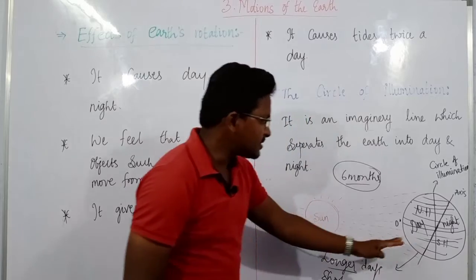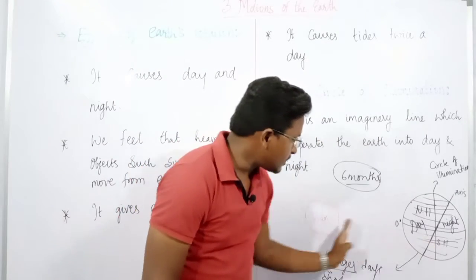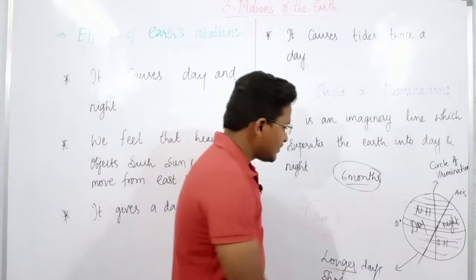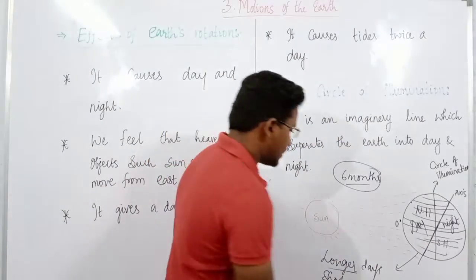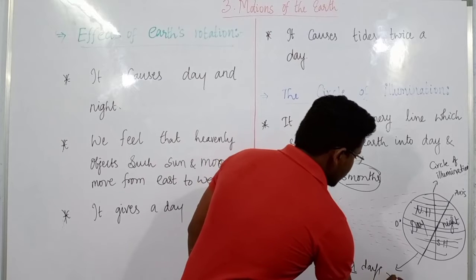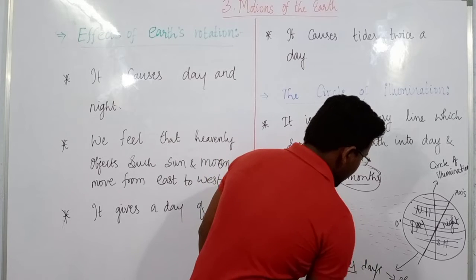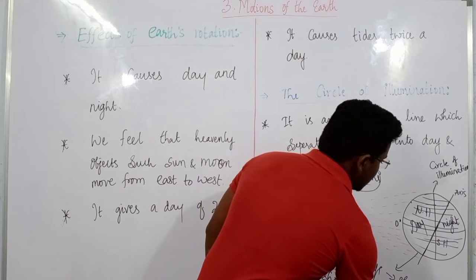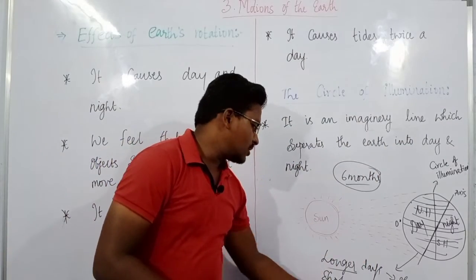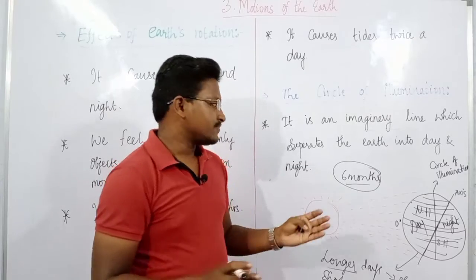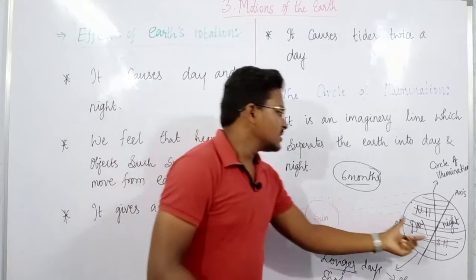Since it is not facing the sun directly, it is receiving fewer sun rays. What happens is that in the southern hemisphere, the days will be shorter and the nights will be longer. So when the days are longer, the nights are shorter, and it will be quite opposite in the other hemisphere.